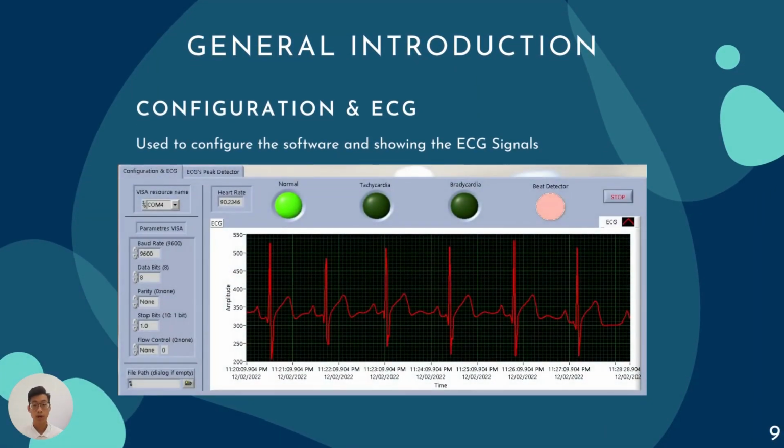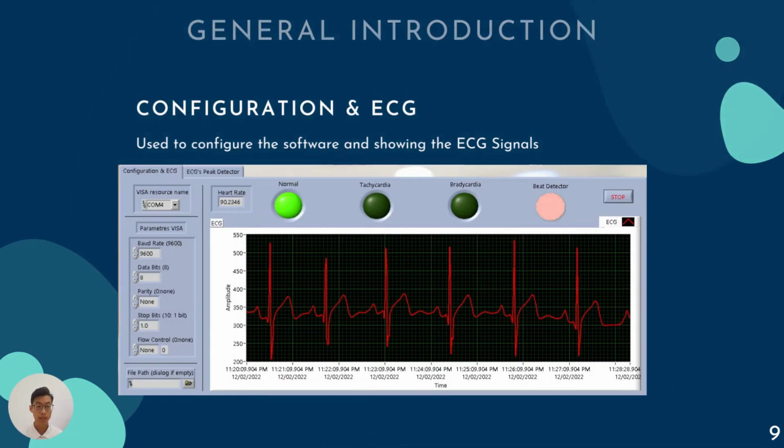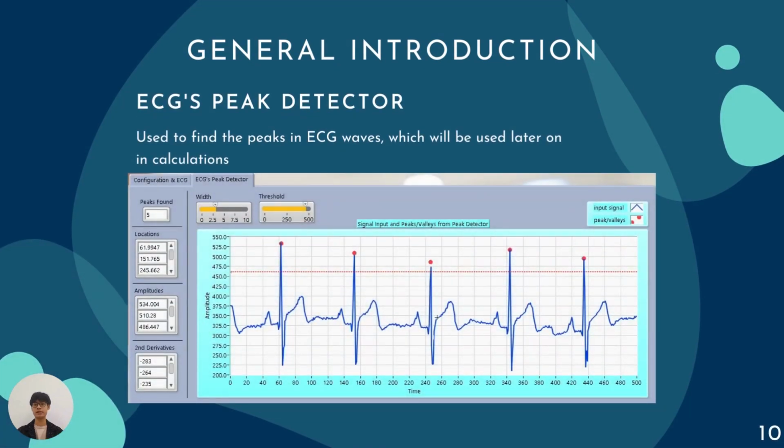This is our LabVIEW software interface, as you can see from the screen. Configuration and ECG tab is the name of our first tab of the interface. This page is used to set up LabVIEW and Arduino's input and output. Additionally, it is utilized to display the patient's heart rate and to indicate if the user's heart is beating quickly or slowly. The user's ECG wave created through the received data will be shown in the graph below at the same time.